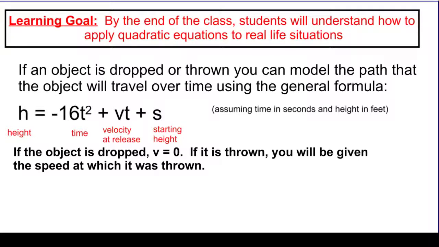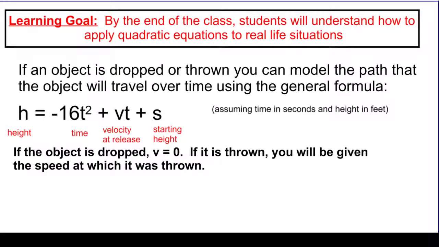H equals negative 16t squared plus vt plus s. This formula is assuming two things: that the time is represented in seconds and that the height is represented in feet. So those are the units that we're going to use. Each of these variables is going to represent something.